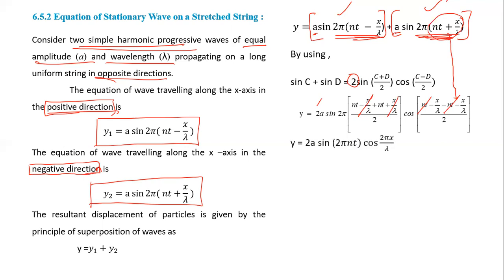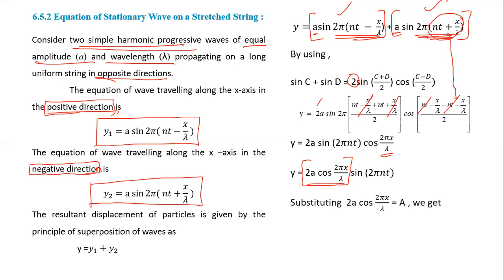You remember here cos of minus x is equal to cos of x, so that's why we have not written minus x by lambda here. You cannot see a minus sign here. So we get the next equation: 2a sin of 2 pi nt cos of 2 pi x by lambda. Now we rearrange the terms and write 2a cos of 2 pi x by lambda into sin of 2 pi nt, and this bracket term we can substitute as a resultant amplitude, capital A. So we get the final formula y equal to A sin 2 pi n t. This 2 pi n we can write as omega also. So y equal to A sin omega t is the equation for a stationary wave.